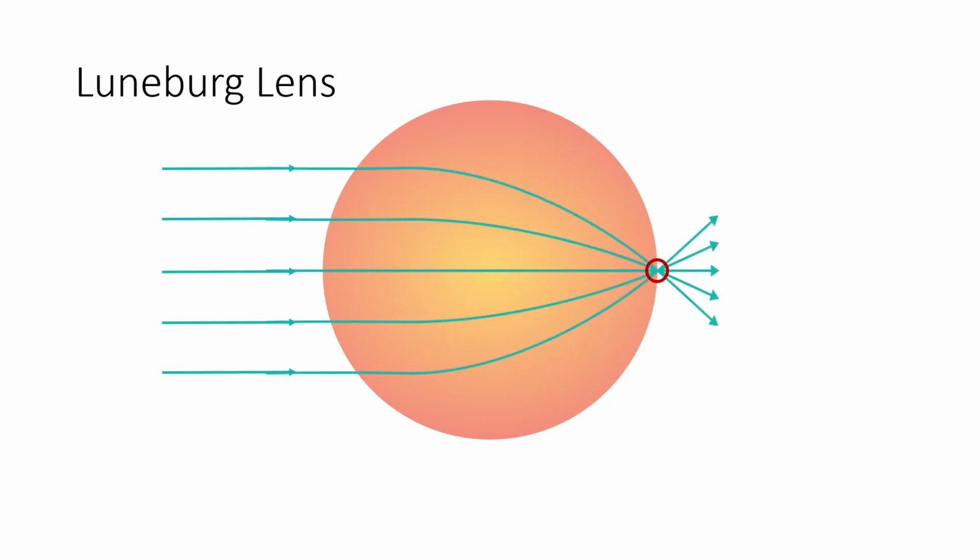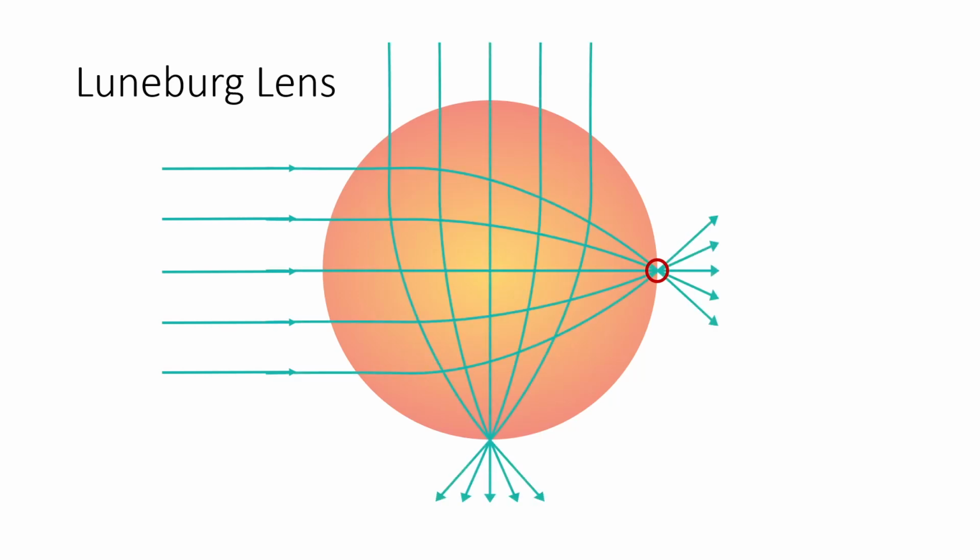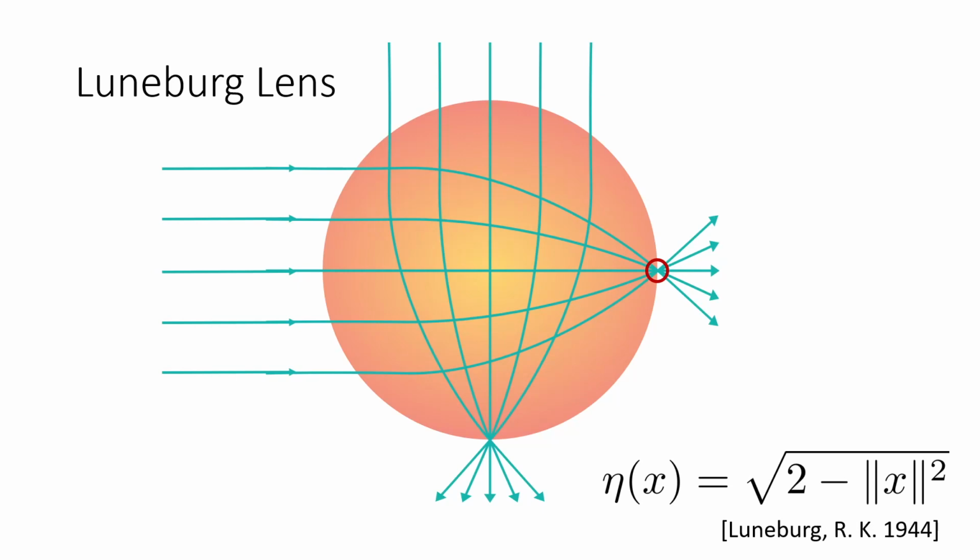In 1944, Rudolf Lüneburg proposed a GRIN optical piece that holds the property that rays of light coming from one direction will focus to a diametrically opposed point on the surface of the lens. This is true from all directions. He gave an analytic refractive index profile that achieves this property.